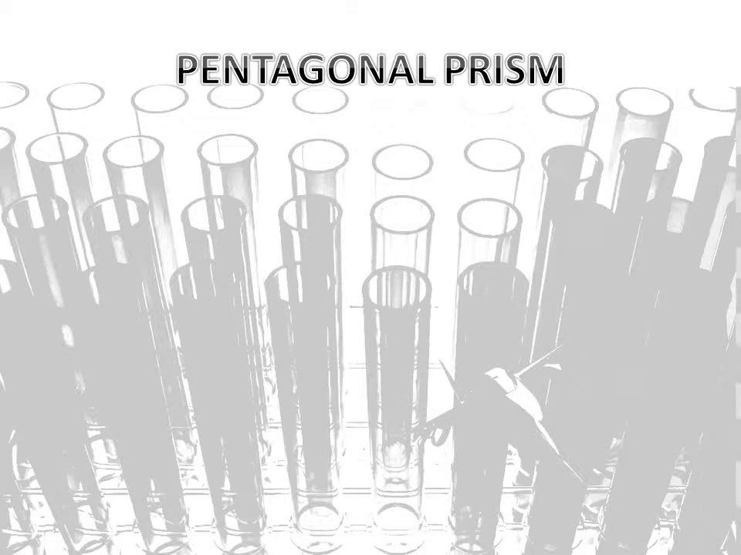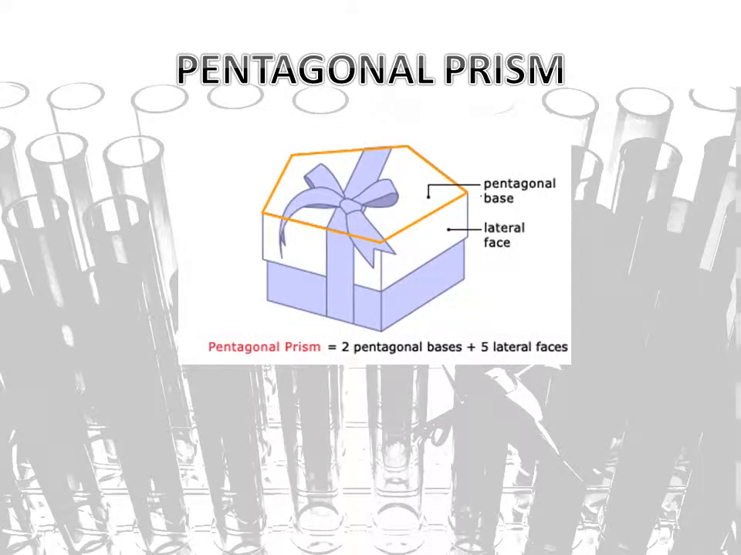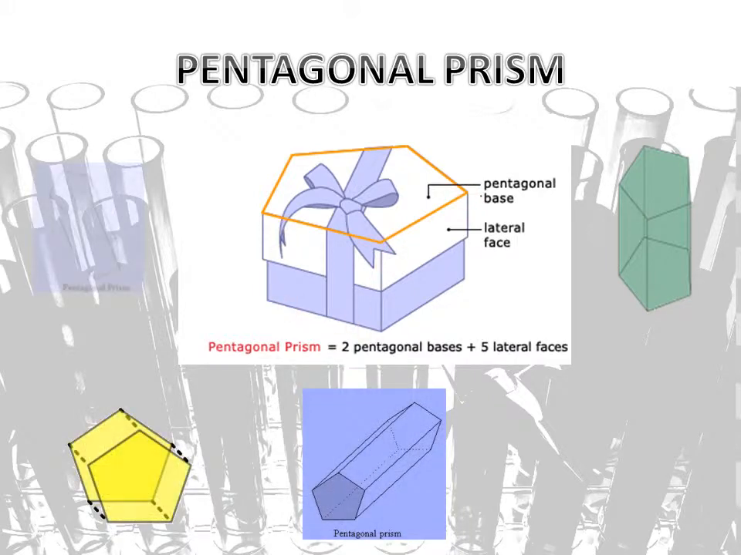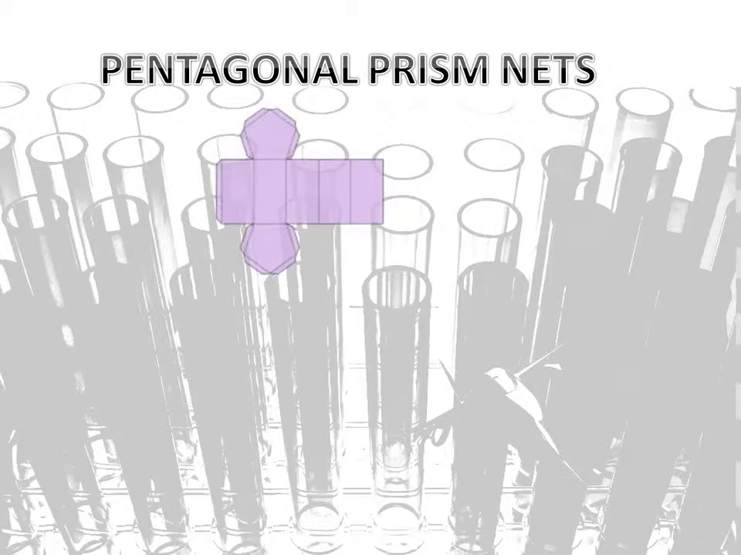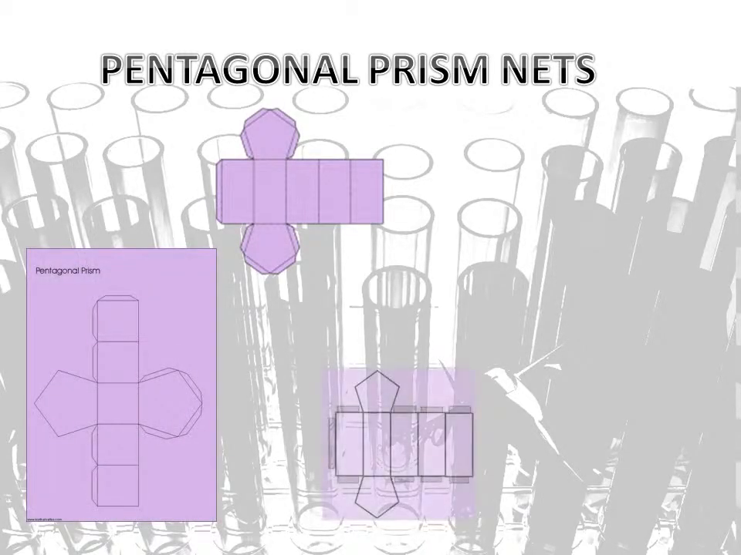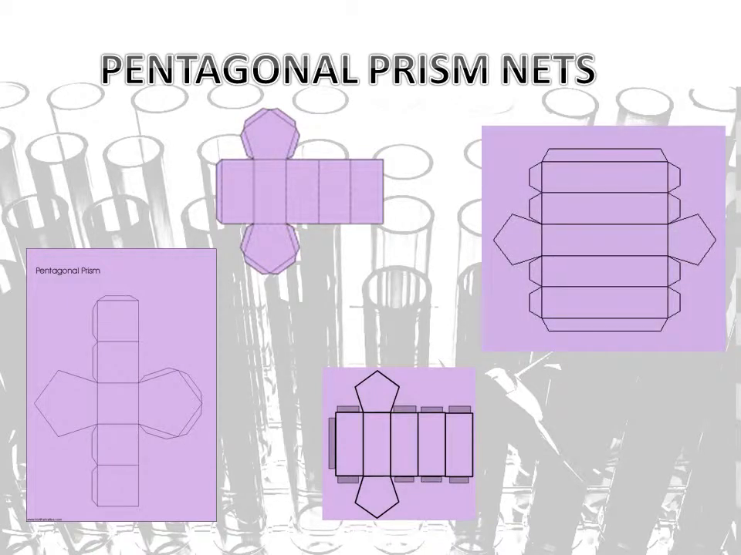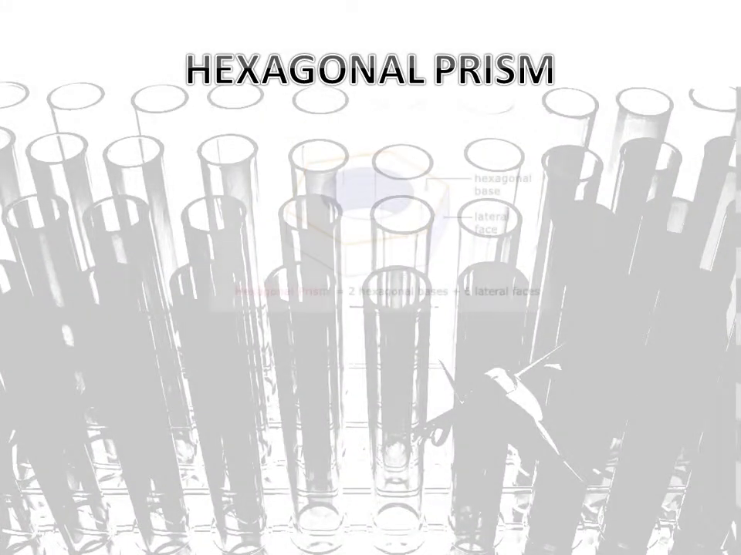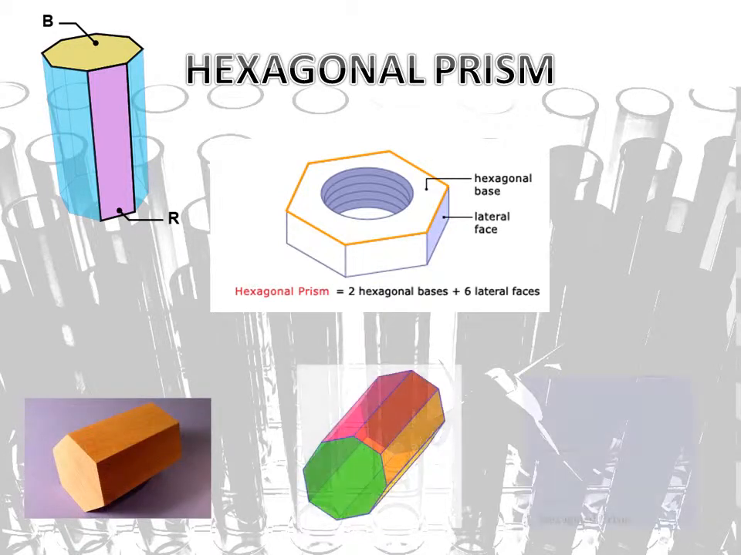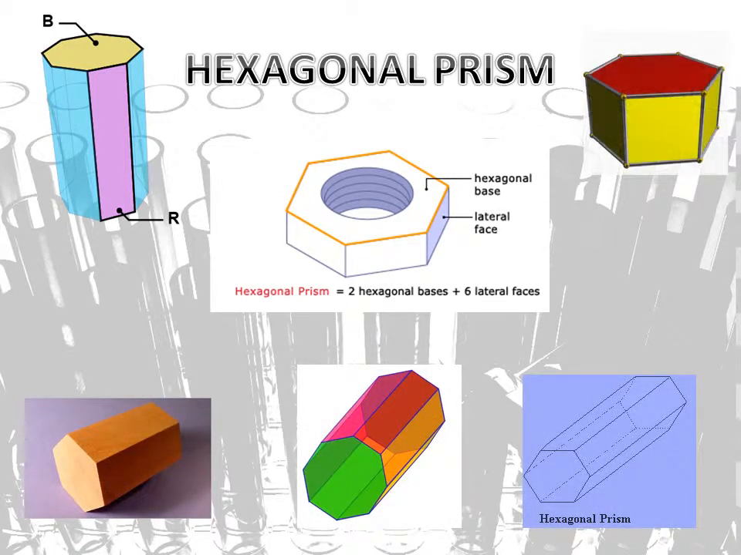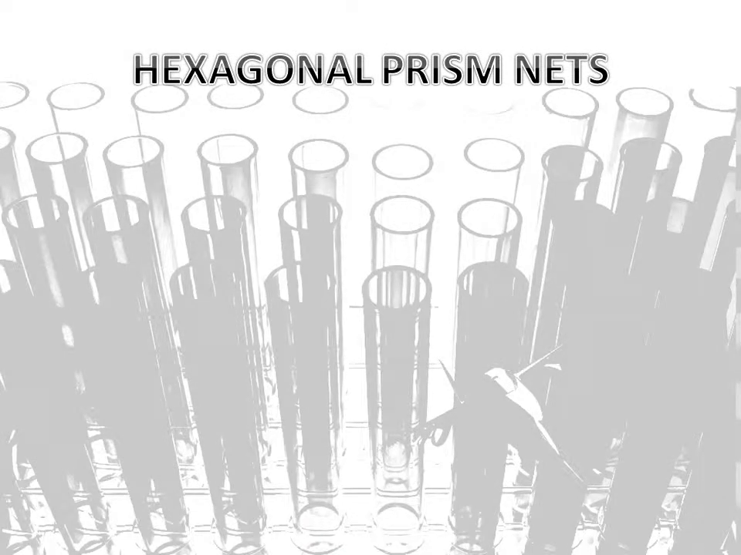A pentagonal prism. A pentagonal prism has two pentagonal or 5-sided bases with 5 faces on the sides. To build a pentagonal prism, you'll need a pentagonal prism net. A hexagonal prism is a prism that has a hexagonal or 6-sided base. You will need a hexagonal prism net.